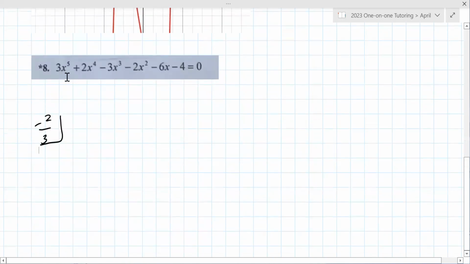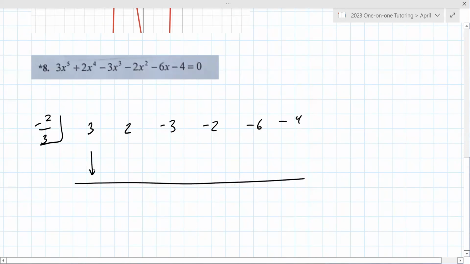We're gonna put the -2/3 in the box here. And then you bring down all the coefficients. So 3, 2, -3, -2, -6, -4. And you bring these down and you should get 0 at the end. That's what you're hoping for.